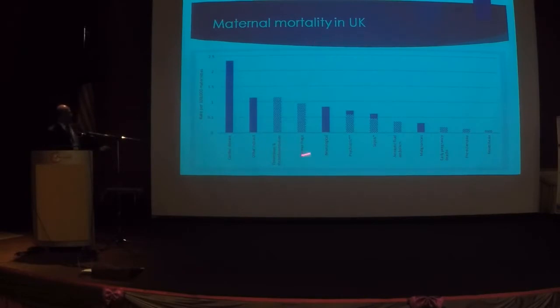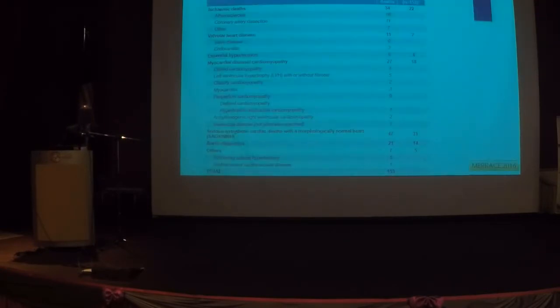Let's take a look at the UK, the most recent confidential inquiries. Number one cause of death, cardiac. Number two, indirect causes. Number three, thromboembolism. And only number four is hemorrhage. Number five is neurology. And number six is psychiatry. So it looks like as obstetricians, we don't really need to know hemorrhage. We need to know cardiac, thromboembolism, neurology and psychiatry. And that is why we need to perhaps improve our knowledge with regards to medical emergencies.